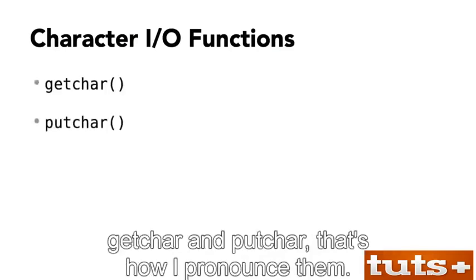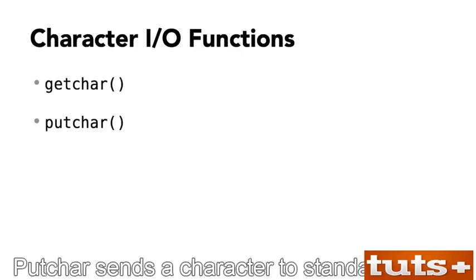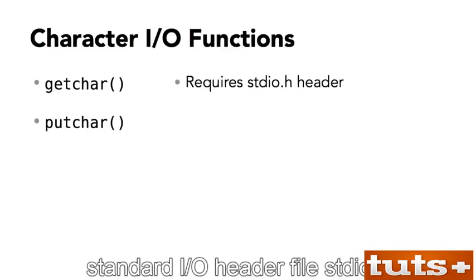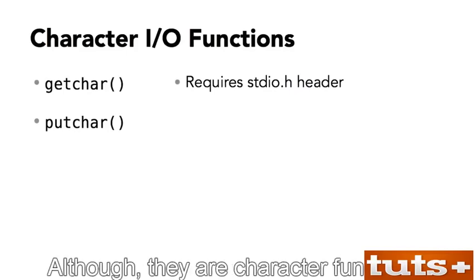getChar fetches a character from standard input, putChar sends a character to standard output. Both of these functions require the inclusion of the standard I/O header file stdio.h for their prototypes and such. Although they are character functions, they work with integer values.